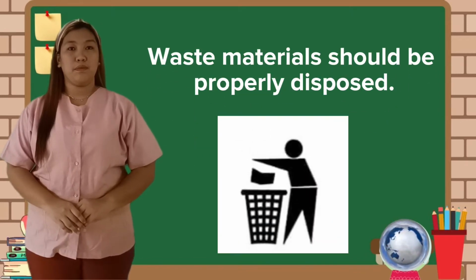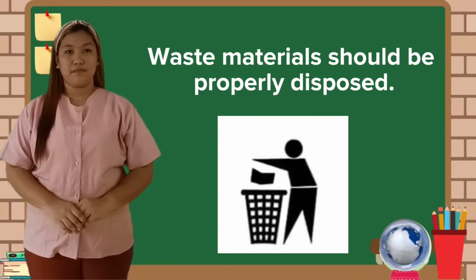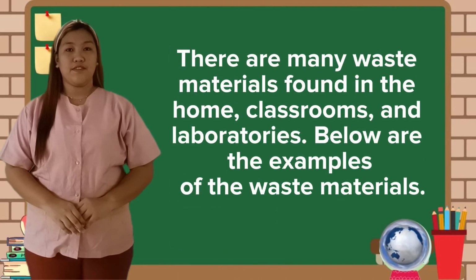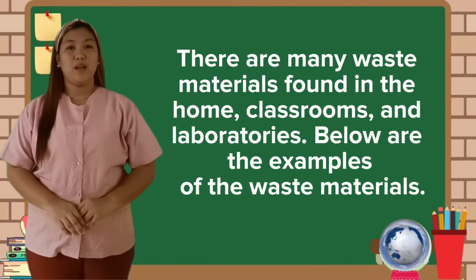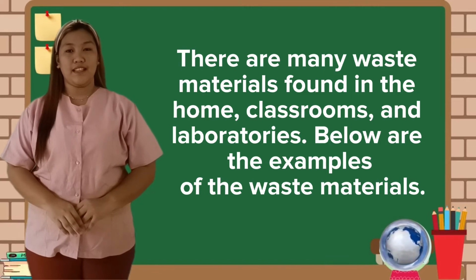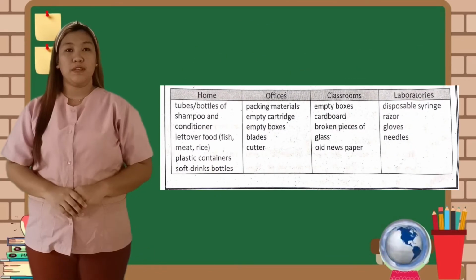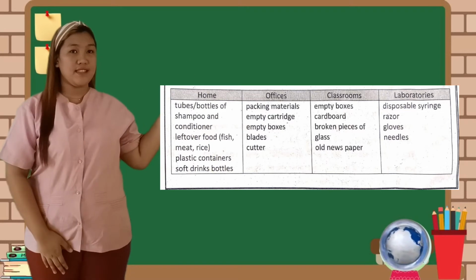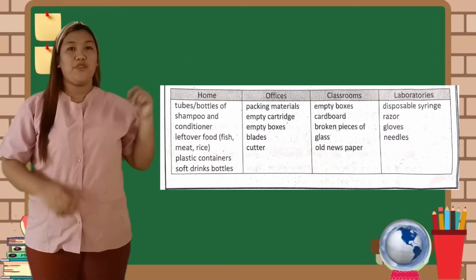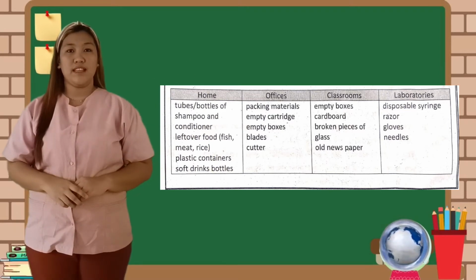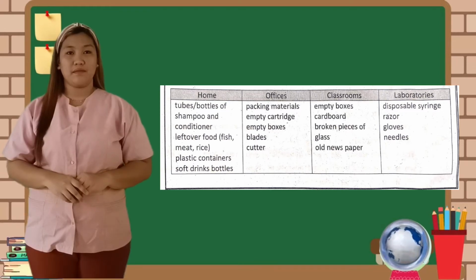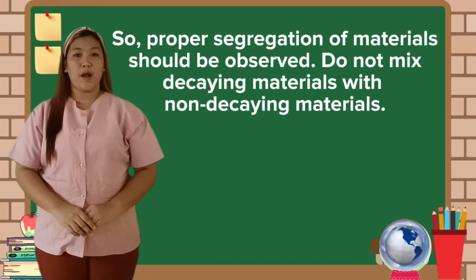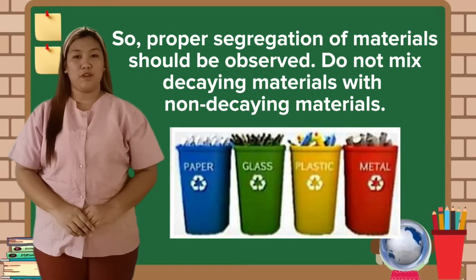Waste materials should be disposed properly. There are many waste materials found in the home, classrooms, and laboratories. Below are the examples of the waste materials. Can you read what materials we can find in the offices? Very good. How about in laboratories? Okay, that's correct. So, proper segregation of materials should be observed.